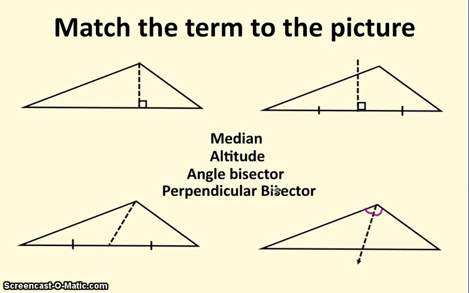Alright, so now we need to match the term to the picture. You're given median, altitude, angle bisector, and perpendicular bisector. What I'd like for you to do is pause the video, and under each triangle, pick which one of these four belongs to that name. They'll each be used one time. So go ahead and take a pause.